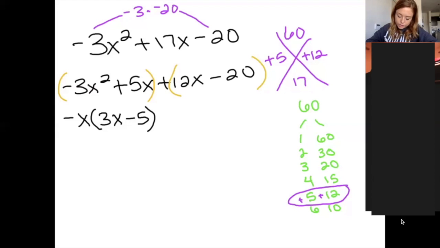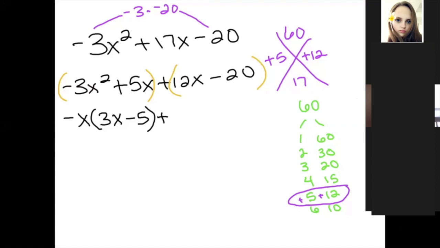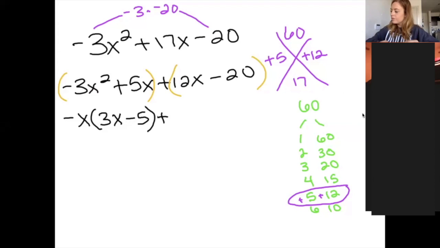I'm going to drop the plus. And then this one's normal. There's not the negative in the front, so it's not as weird. So 12x minus 20, what's their GCF? What's the GCF of 12x and 20? 2. Is that the biggest number that goes into both of those? I was thinking 4, maybe. Yeah, it is 4.